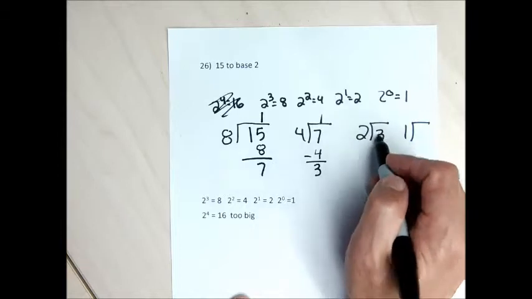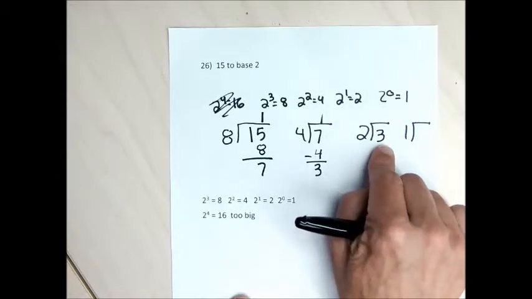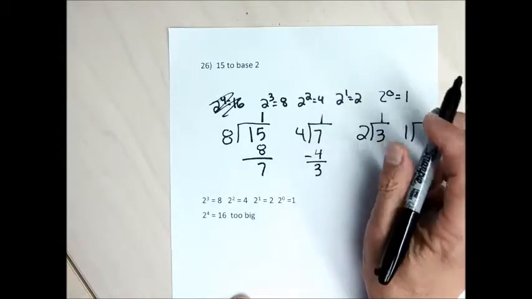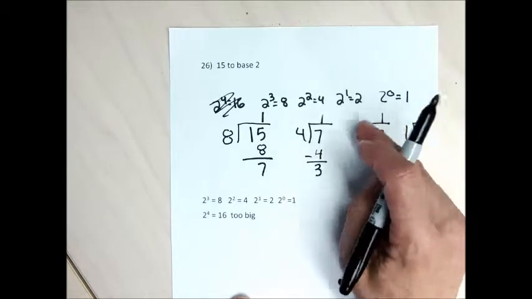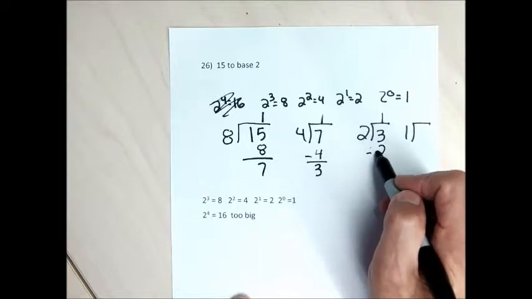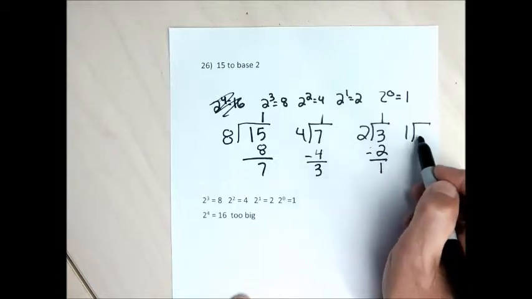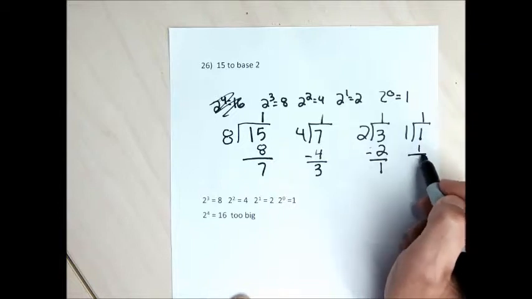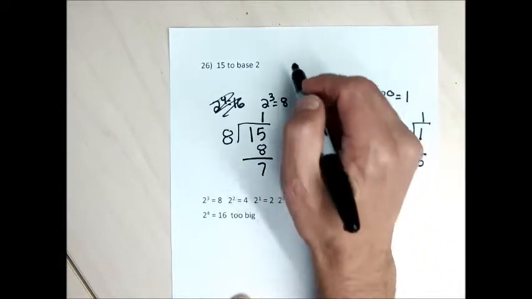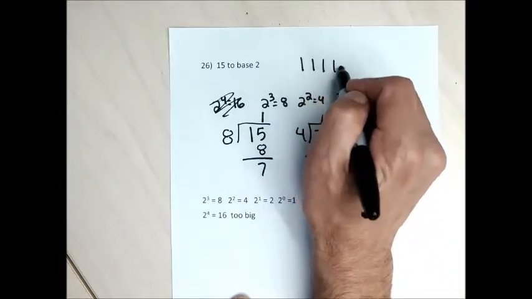Carry my remainder over. 2 goes into 3 one time, or 3 divided by 2 is 1 point something. You put a 1 out front. 1 times 2 is 2. Subtract the 2, get a remainder of 1. Bring my 1 over. 1 goes into 1 one time. This is going to be 1, 1, 1, 1, base 2.